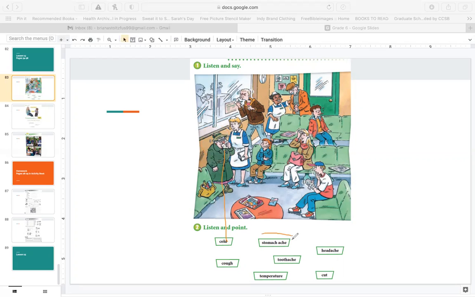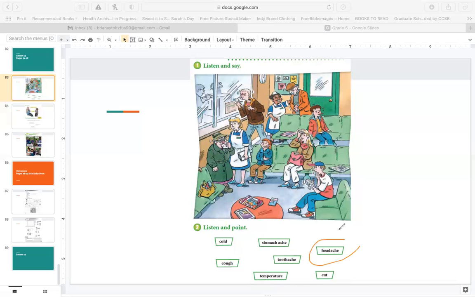Which person has a stomach ache? Stomach ache. This is when your stomach hurts. This person has a stomach ache. He is touching his stomach. His stomach hurts. Draw a line from him to stomach ache.